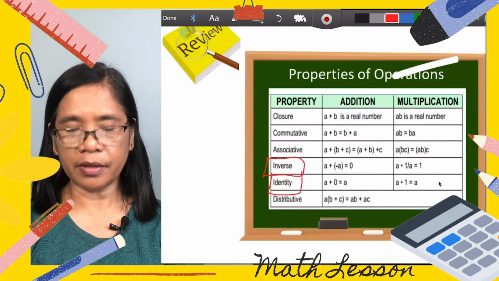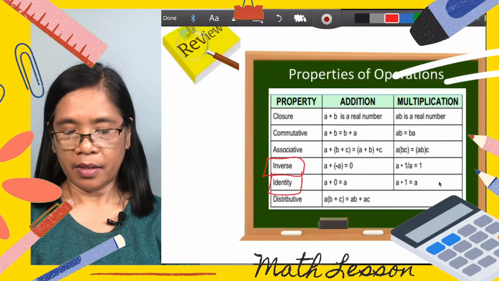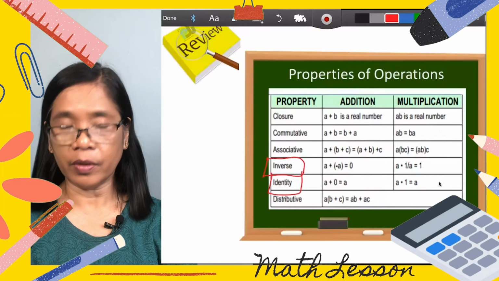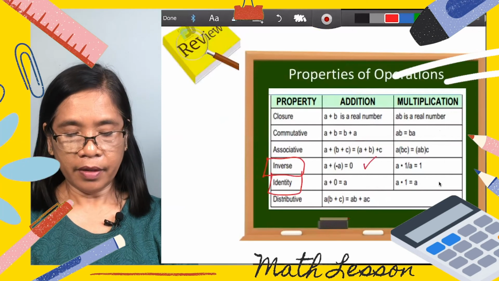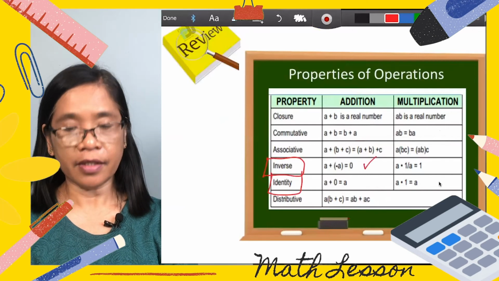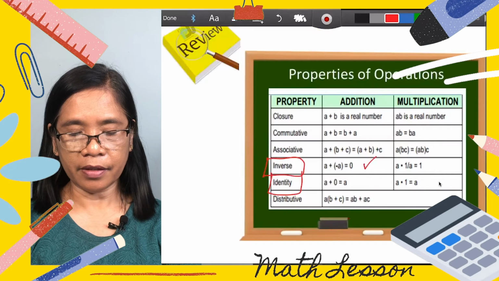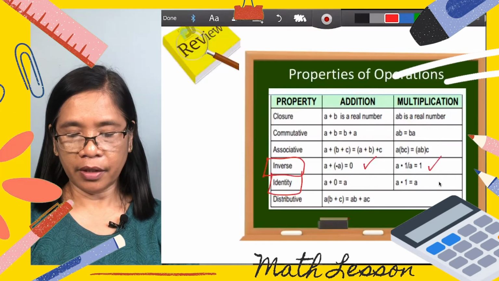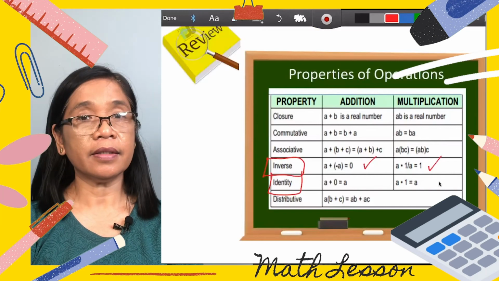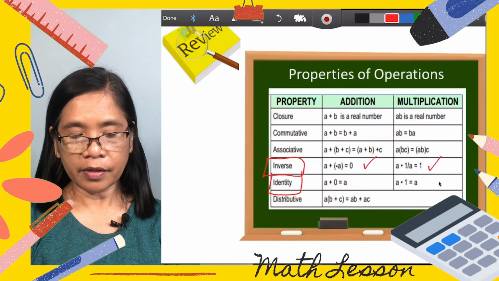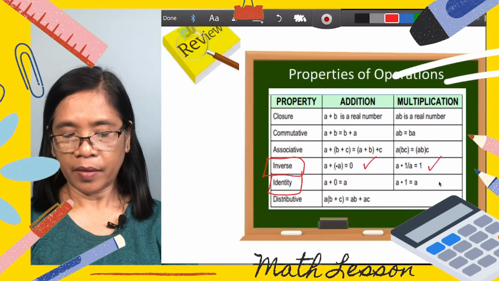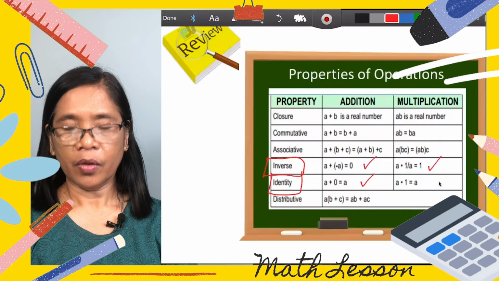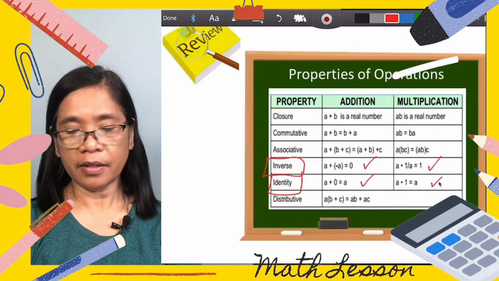The inverse property for addition states that a number plus its inverse gives us 0. And for multiplication, a number times its multiplicative inverse gives us 1. The identity property for addition states that a number plus 0 is still the same number. And for multiplication, a number times 1 is still the same number. So we call 0 the additive identity and 1 the multiplicative identity.